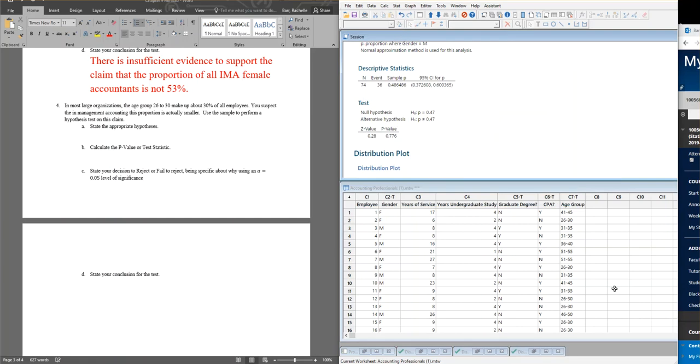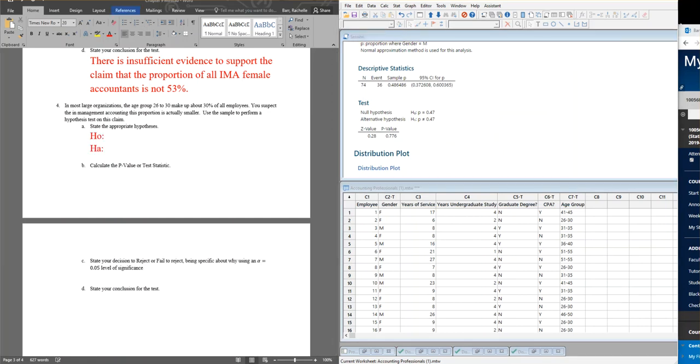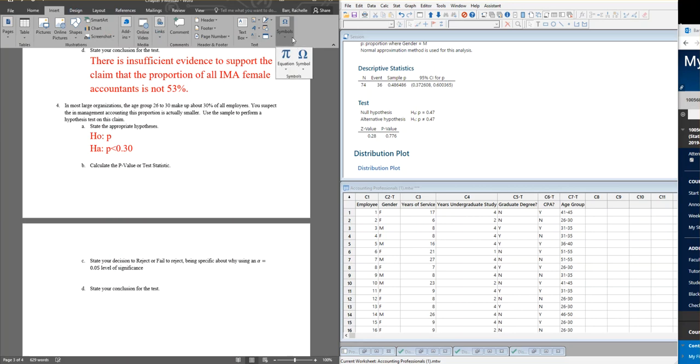So, a couple problems with this. Sorry, I forgot to hit record and type my Ho and my Ha. So, I'm back and I have things. Anyway, so, proportion. They want to see, is it actually smaller? So they want to know, is it less than 30%? And so this one's got to be greater than or equal to. It's got to make up the difference.